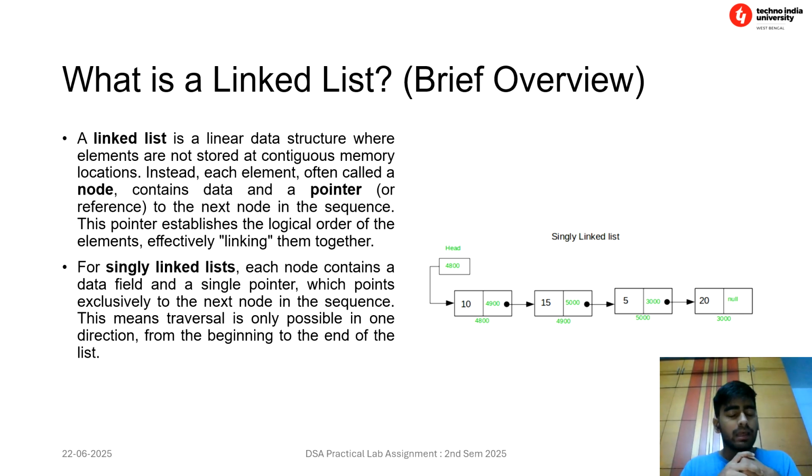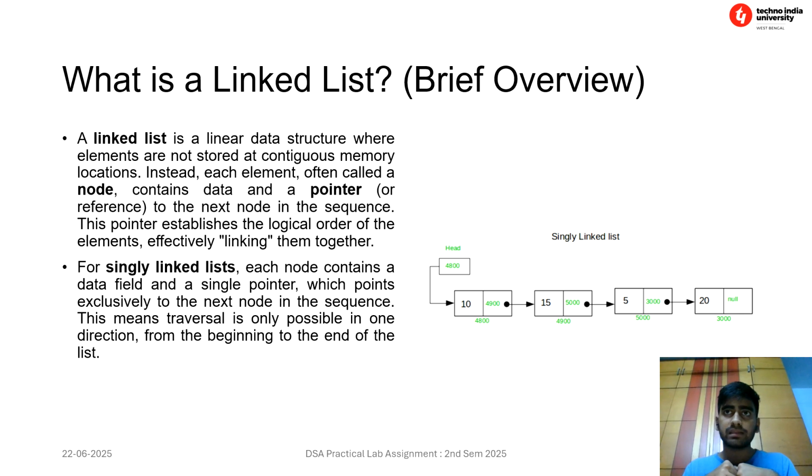What is the next pointer? The next pointer contains the memory address of the next node. This is how we link the nodes one after the other in a linked list. So it's very important to have the next pointer, otherwise we can't have the data structure or link one node to the next node.